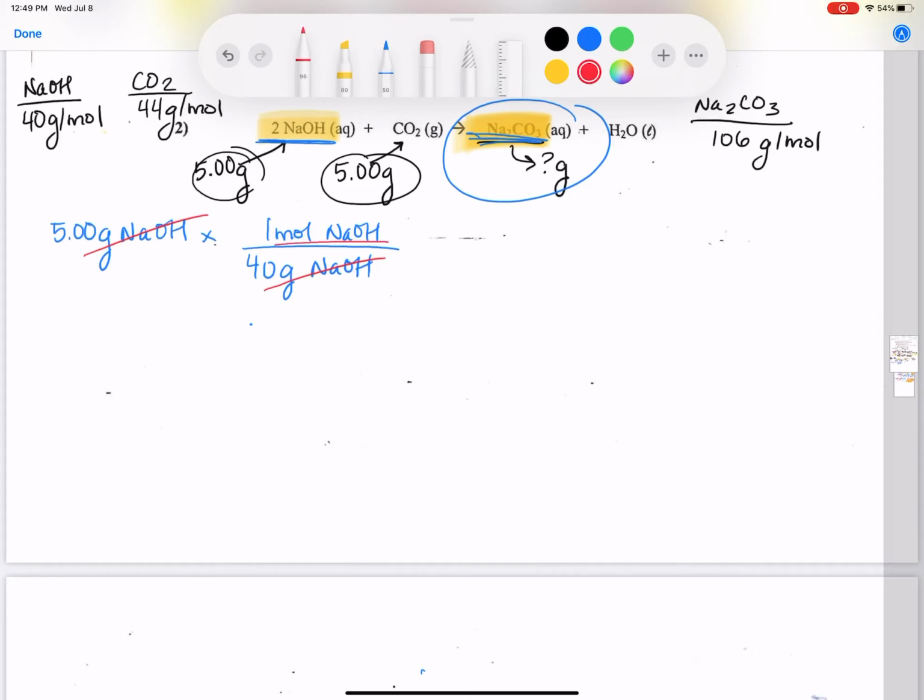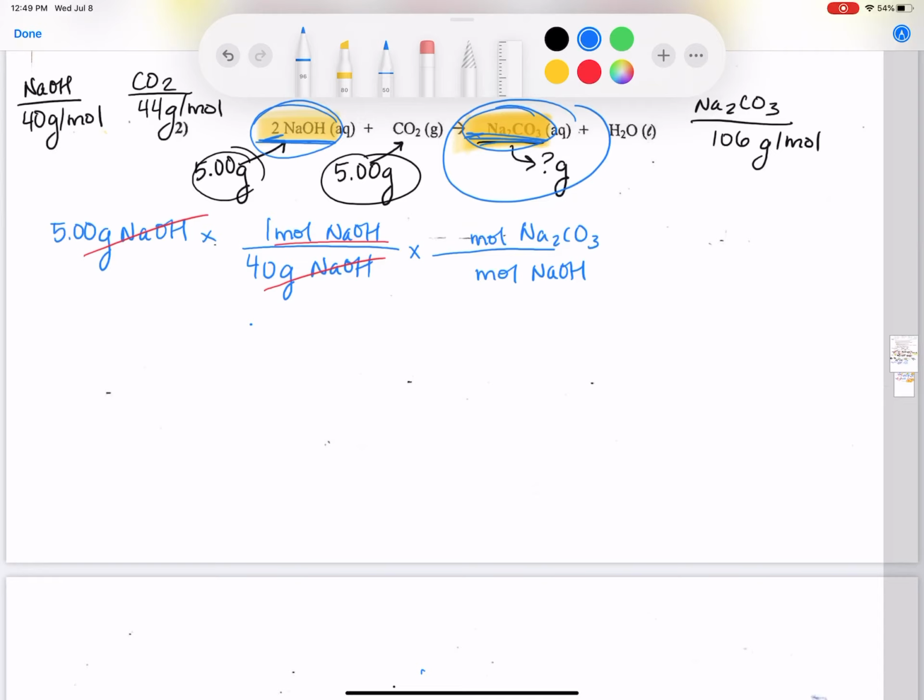This is now my opportunity to focus on the relationship between sodium hydroxide to Na2CO3. So the relationship between the two of them is that I have a 2 as a coefficient and a 1 as a coefficient. There's nothing written there, so that means it's a 1. So that's my mole ratio, and I'm going to set it up so that moles of sodium hydroxide, moles of NaOH cancel, and I'm left with moles of my product, sodium carbonate.